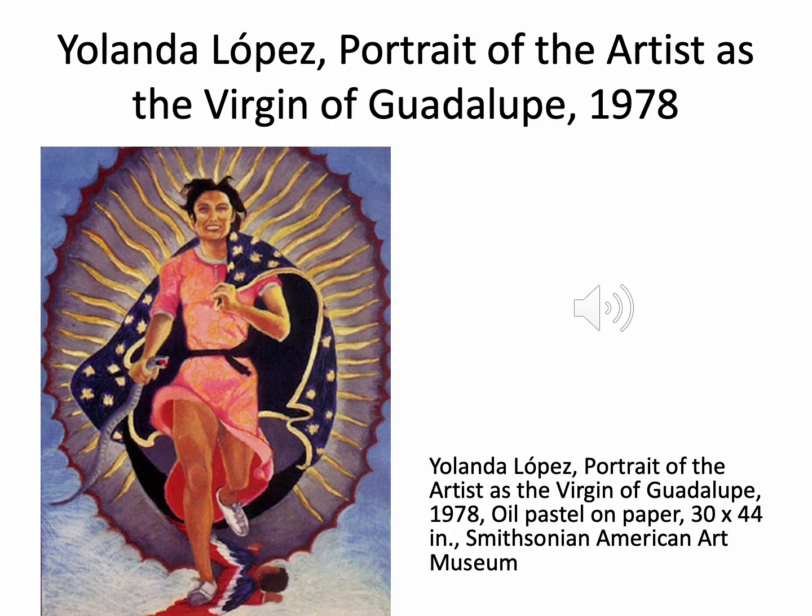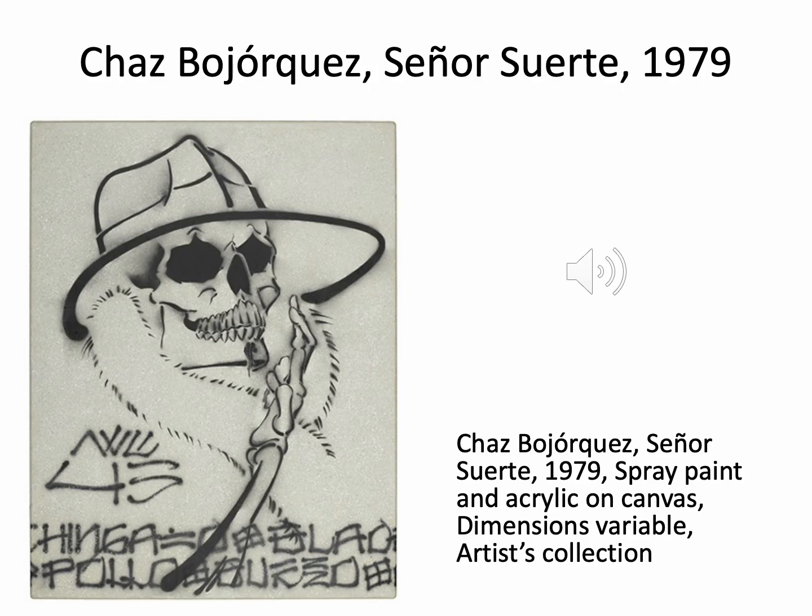Chaz Bojorquez's Señor Suerte is one of the most iconic works in Chicano street art, a fusion of graffiti, cultural identity, and spiritual defiance. Created in 1979, this image features a skeletal figure with a fedora and a wide grin, a gangster style embodiment of death drawn from tattoo and barrio iconography. Señor Suerte, or Mr. Luck, wasn't invented by Bojorquez, but he elevated the symbol into high art, giving voice to an entire generation of marginalized youth.